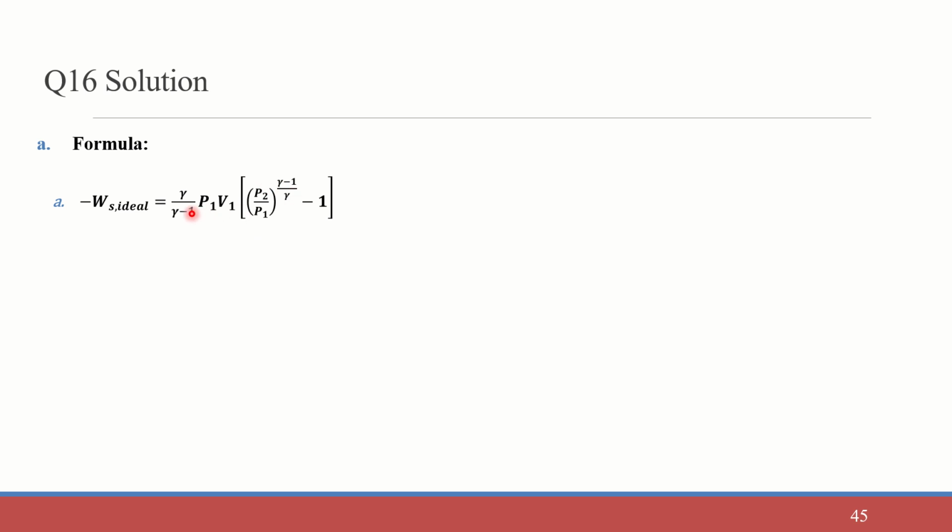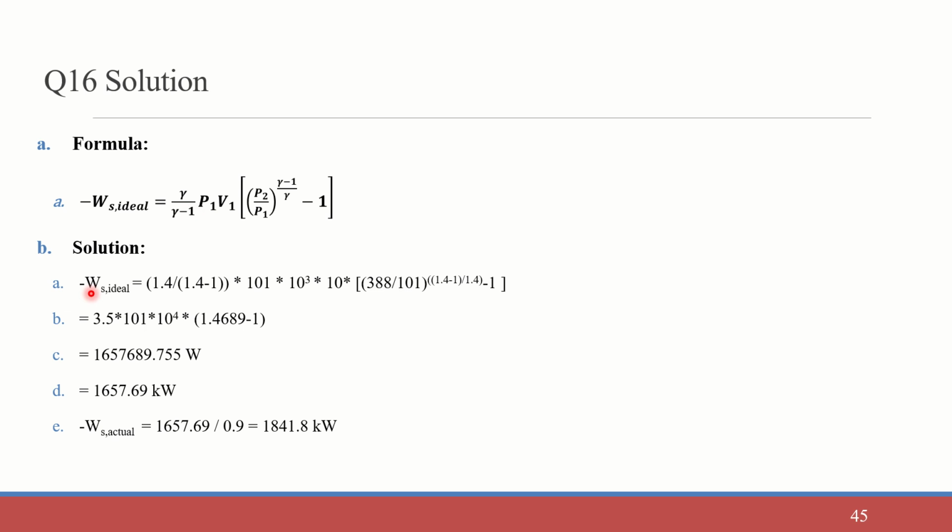We know everything in this particular equation, so we are just substituting it. Gamma is 1.4 by 1.4 minus 1, P1 is 101 kilopascal, V1 is 10 meter cube per second, into 388 P2 by P1 101 to the power of (1.4 minus 1) divided by 1.4, minus 1, and we are getting the answer as 1657.69 kilowatt. Some numerical issues might be over here, please check it for yourself.